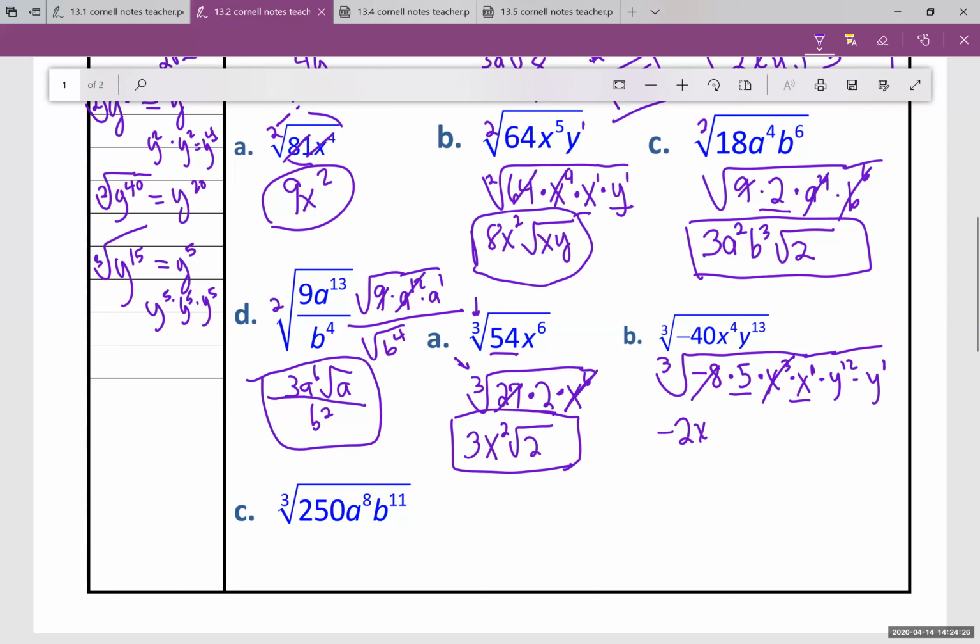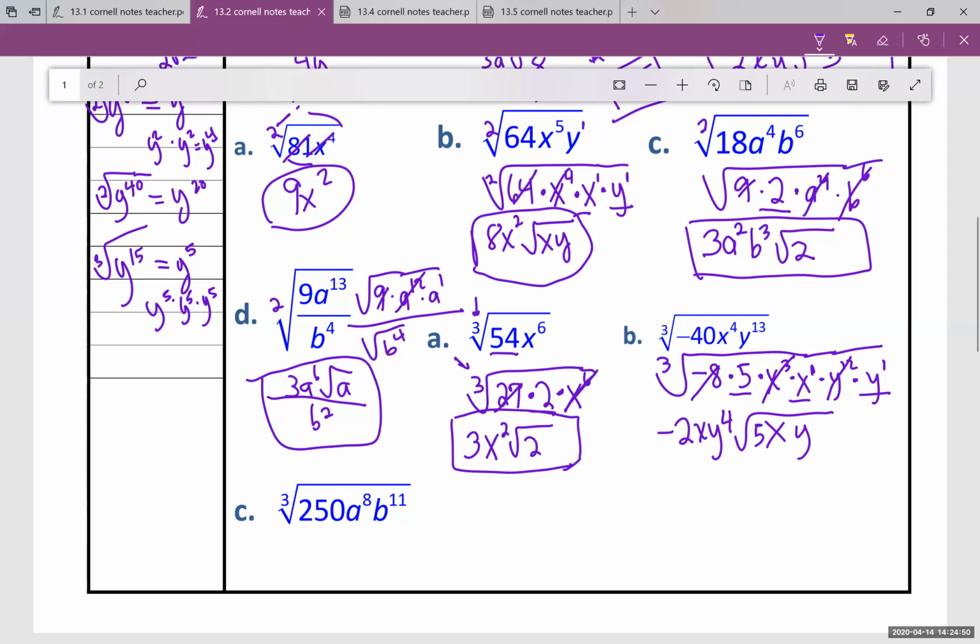Can we take the cube root of y to the 12th? Yes. 12 divided by 3 is 4. So y to the 4th comes out. And can we take the cube root of y to the 1 power? No. So that one will stay as well. So underneath the radical, we have 5, x to the 1, y.